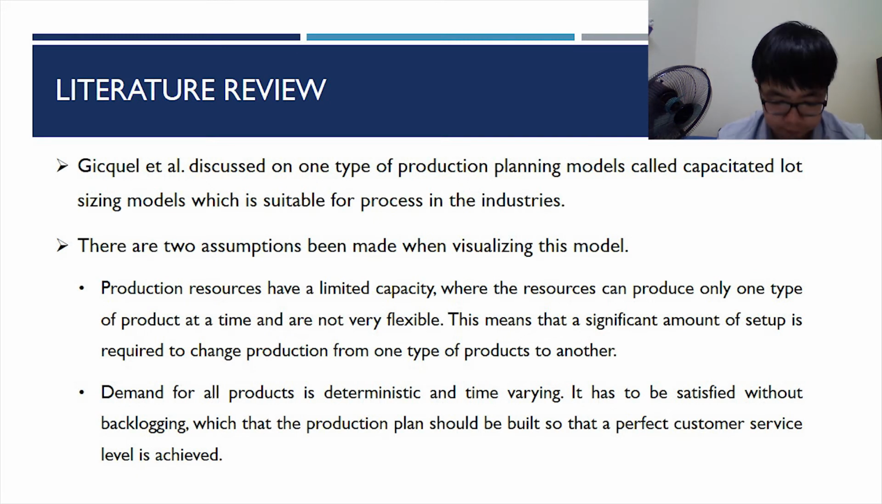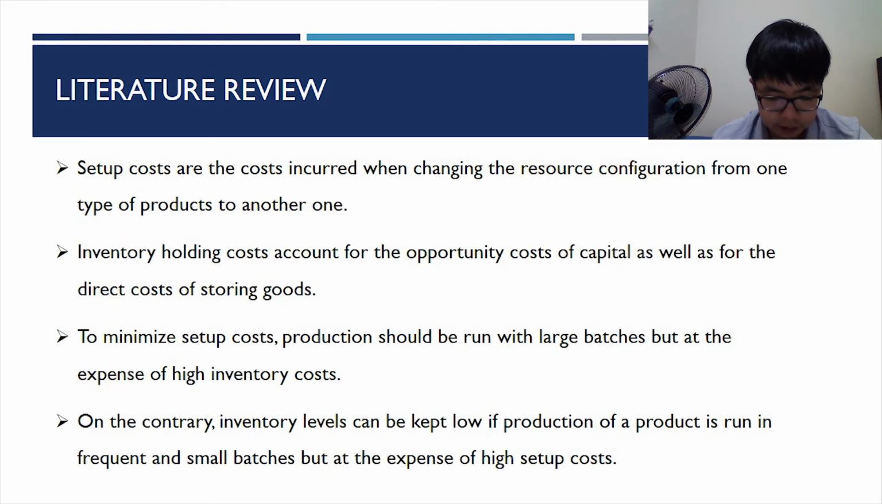In this method, two costs are taken into account, which are setup costs and inventory holding costs. Setup costs are the costs incurred when changing the resource configuration from one type of product to another, while inventory holding costs are the opportunity costs for capital as well as the direct cost for storing goods.